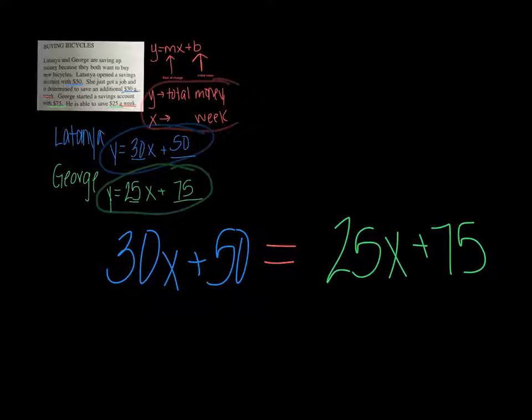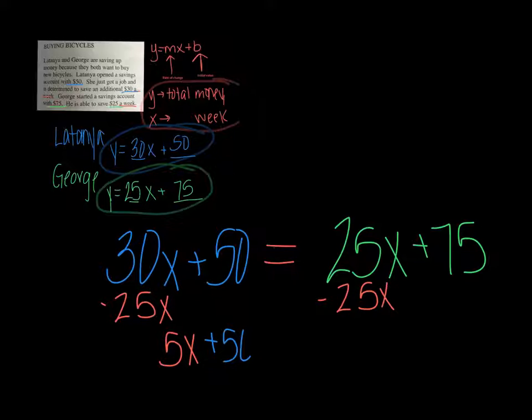Get your x's on the same side. So I'm going to move the 25, so you subtract 25 from both sides. So over here you have 5x plus 50 still. And that's going to equal now just 75. Move the 50, so we subtract 50 from both sides.